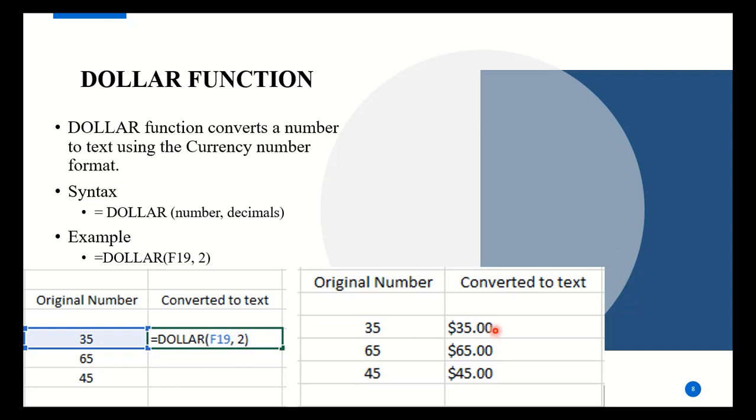Again, look at the meaning of this function. The DOLLAR function converts a number, here, a number, to text, here, to text, using the currency number format. Here you can see, using the currency number format. Remember, it is converted to text. And this one is a text, not a number. You cannot use this one to calculate. This is converted to text, this is text only.